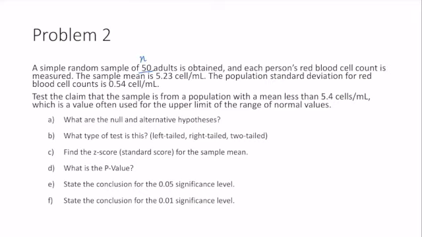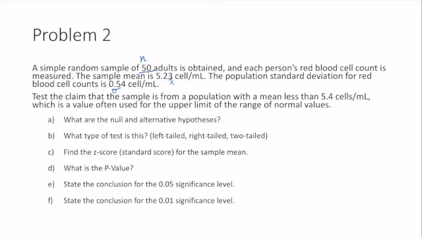All right, so for problem 2, a simple random sample of 50 adults, that's going to be our sample size, is obtained, and each person's red blood cell count is measured. The sample mean, that's our X bar, is 5.23 cells per microliter. The population standard deviation for red blood cell count is 0.54, so that's our sigma. I want to test the claim that the sample is from a population with a mean less than 5.4 cells per microliter. So, that's the value often used for the upper limit for the range of normal values.